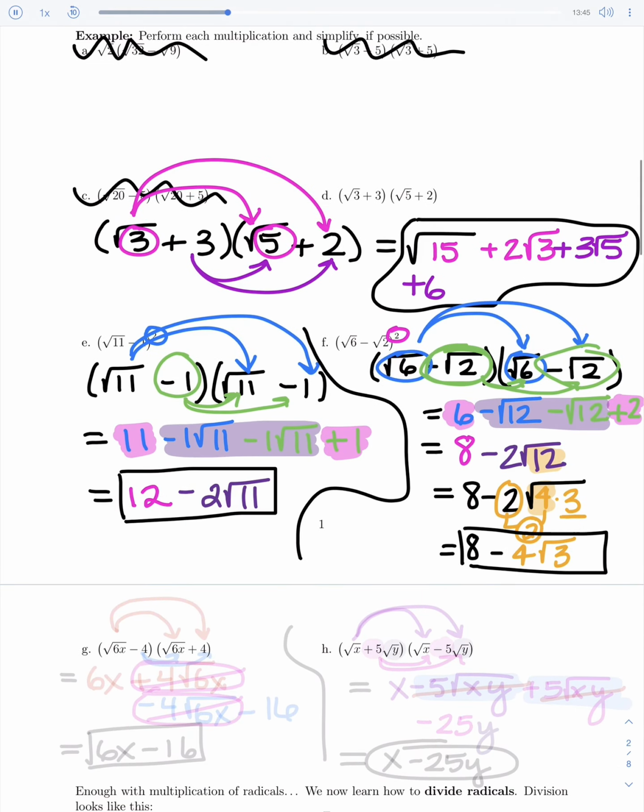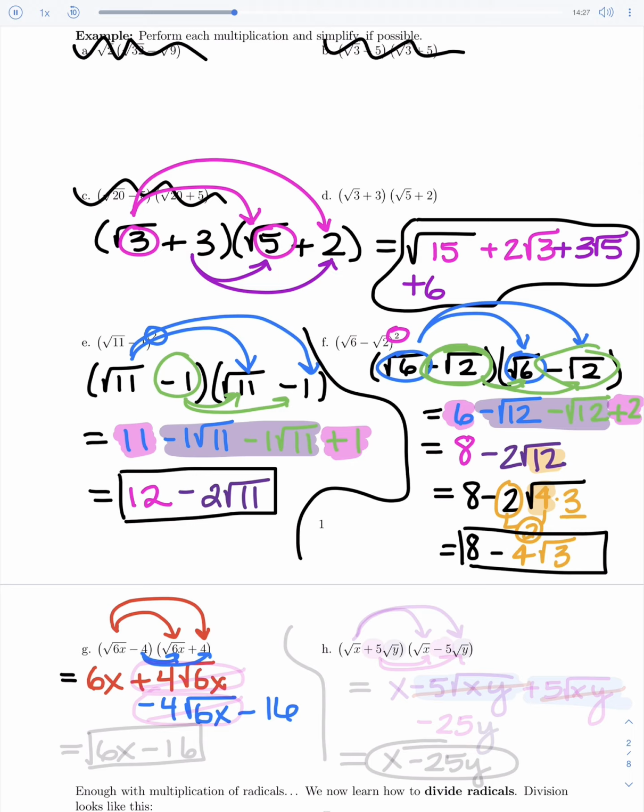Let's take a look at G. Same idea. We're still going to be foiling. So we'll start by multiplying out the square root of 6x times the square root of 6x. Well, they're identical square roots, so they'll just drop, leaving us with what's underneath, a 6x. Continue foiling. If you multiply the square root of 6x times the 4, you'll get 4 square roots of 6x. Continuing, we've got to multiply out the negative 4 next when we FOIL. When we do that, we'll get a negative 4 square roots of 6x. And the negative 4 times the 4 will get us a negative 16.